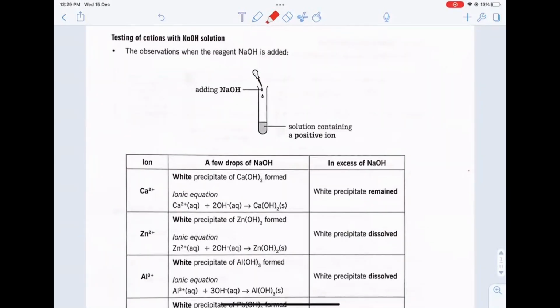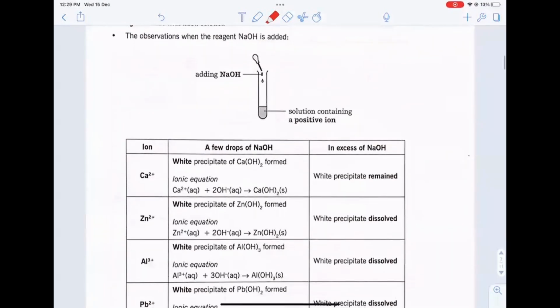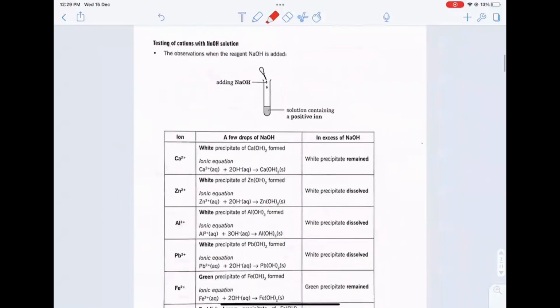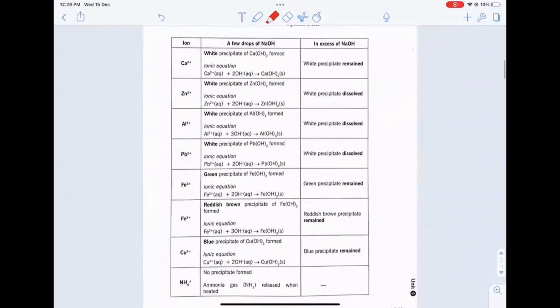So let's take a look at the first test, testing of cations with sodium hydroxide solution. Again, this is the case when we add aqueous sodium hydroxide to a solution containing an unknown positive ion. We can divide this into 3 parts. It'll be easier to start from the ones that are colored first.